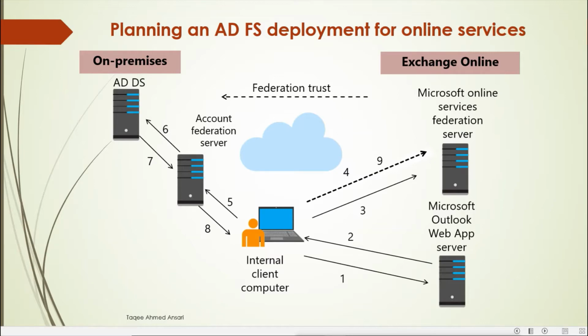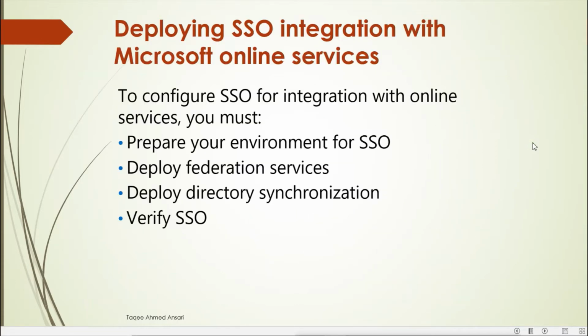Now again, this is configured online. We have configured these federation services on the Azure server, and it will get access to the application. Now, deploying single sign-on integration with Microsoft Online Services. To configure SSO for integration with online services, you must prepare your environment for SSO, that is single sign-on. Then deploy the federation services, deploy directory synchronization with Azure Active Directory, and then verify the single sign-on.